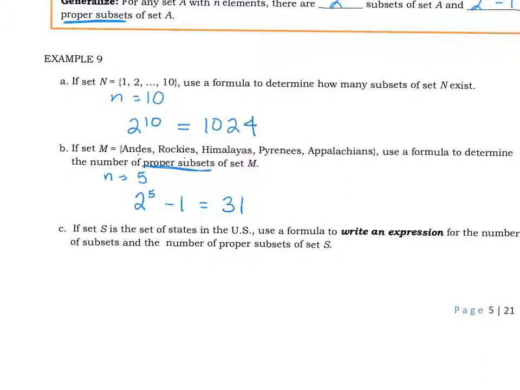And then lastly, if set S is a set of states in the U.S., so right now there are 50, use a formula to write an expression. Your calculator just can't seem to do this particular calculation for the number of subsets and the number of proper subsets of S. So our subsets, well, that'll be 2 to the 50th power, and we're done with that. That's all they asked us to do is write an expression. And the number of proper subsets, well, we know from experience that will be one less.